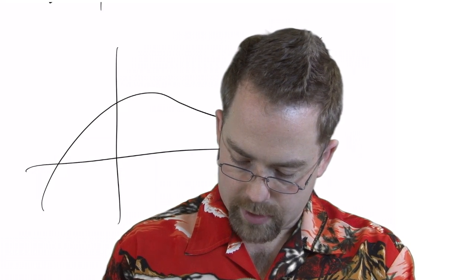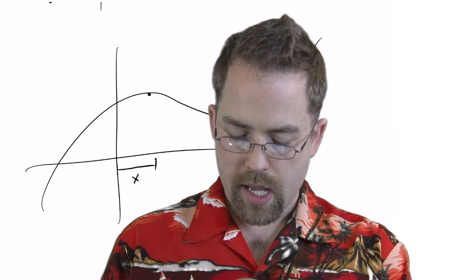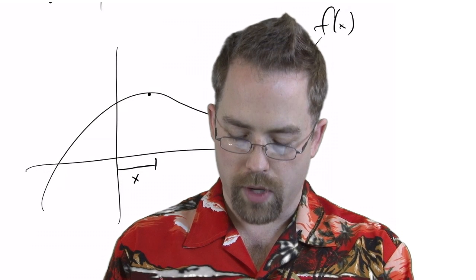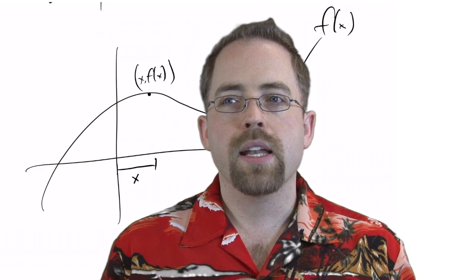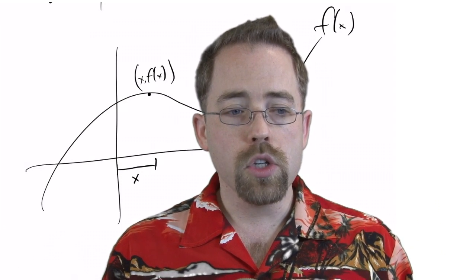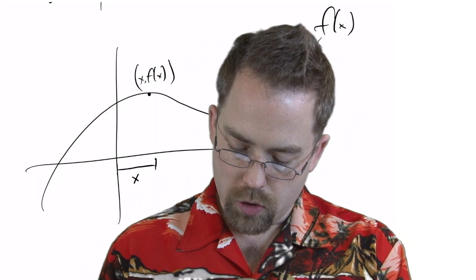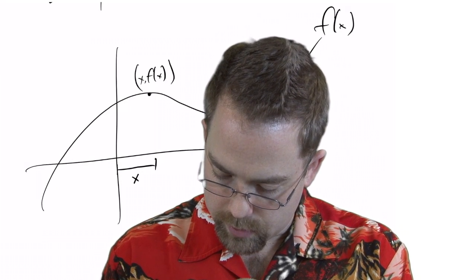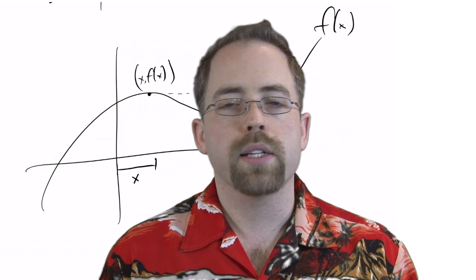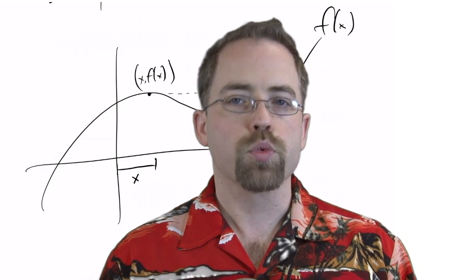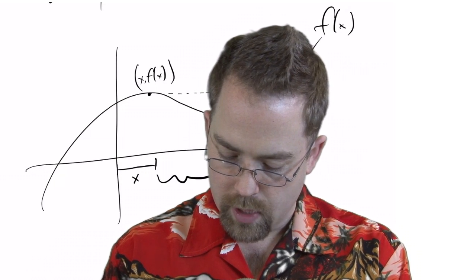You pick some spot to call x, so the distance we've traveled right here is x. And if this is f of x, then the height of the function right there is f of x. So that's the point that we're at right there. Now, in order to draw a line, you need to have a slope. So you're going to pick some other spot over here, and you're going to do what we always do, which is make a slope equation where you subtract the y's and divide by subtracting the x's. That's rise over run. That's slope.